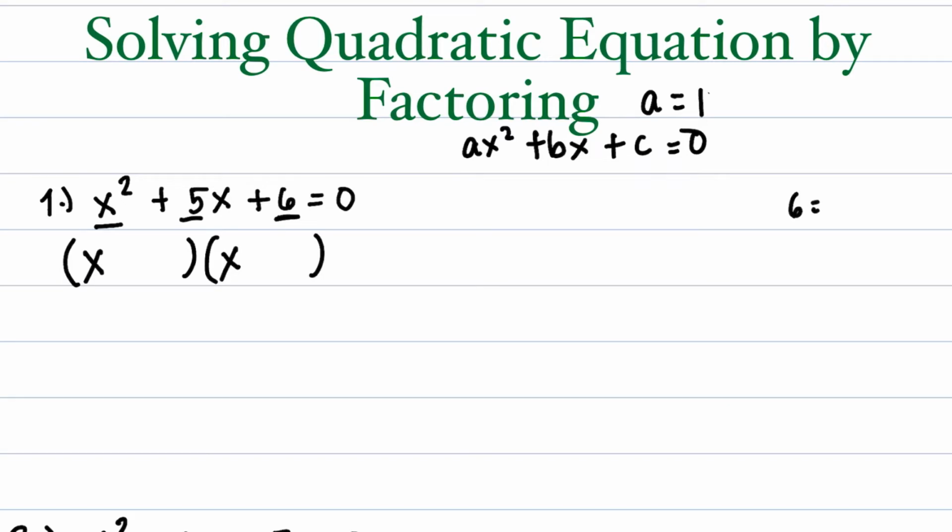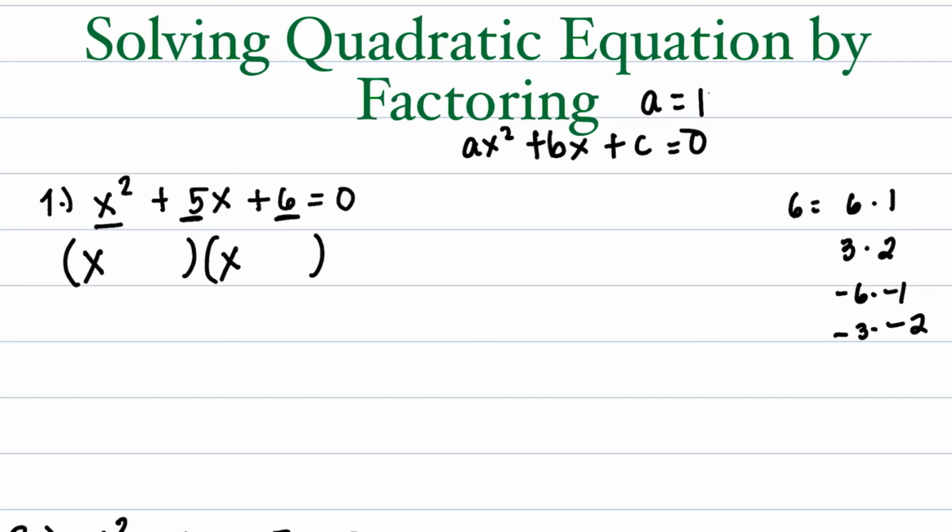So, ang gawin lang natin is i-write lang natin lahat ng possible factors ng 6 na pag inadd natin ay magiging 5. So, yung 6 pwede maging 6 times 1, pwede rin maging 3 times 2, pwede maging negative 6 times negative 1, pwede rin maging negative 3 times negative 2. So, alin sa mga factors na yan, ang pag-inadd natin is the coefficient of the linear term or yung ating coefficient b, which is 5.